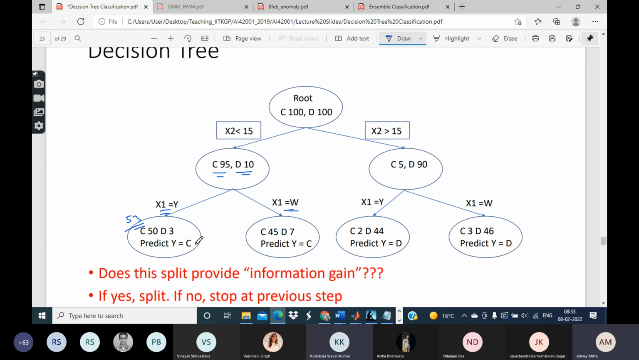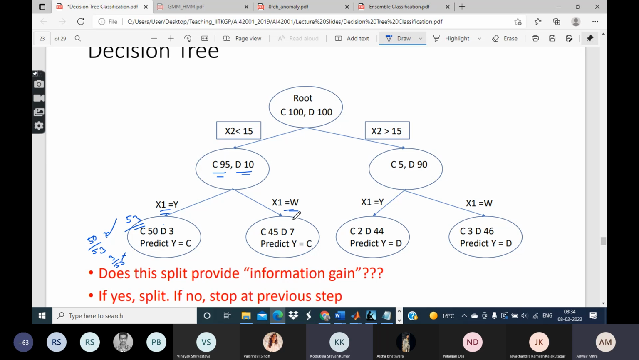So obviously we will predict, if a new example comes in that satisfies both of these criteria, that is its weight is less than 15 and its color is yellow, then of course you will predict its class label to be cat. And this way, with respect to the training examples, you have got 50 by 53 correct and 3 by 53 wrong, right?